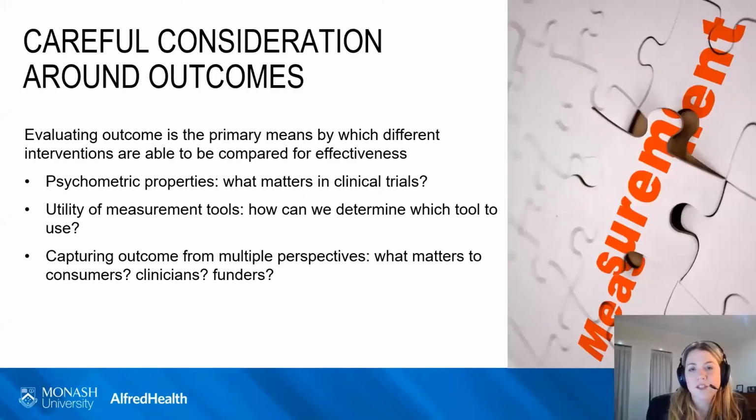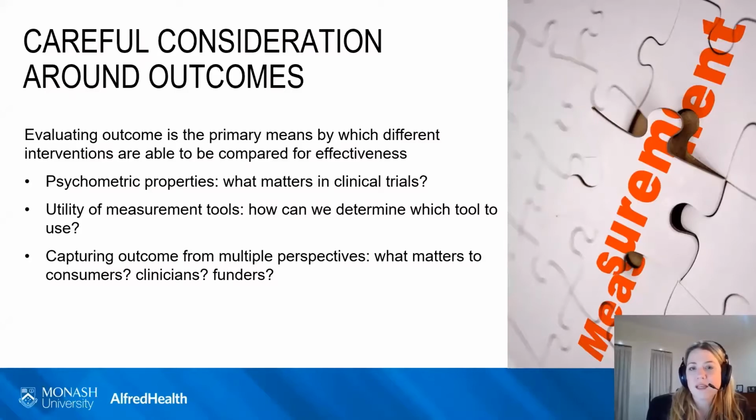Selecting an outcome measure is a critical first step in designing a valid and clinically useful trial. Evaluating the outcome is the primary means by which two different rehab interventions can be compared with regard to effectiveness. In neurorehab trials to date, the importance of outcome measure selection has probably not received sufficient attention, or when it has, it's been focused primarily on psychometric properties.